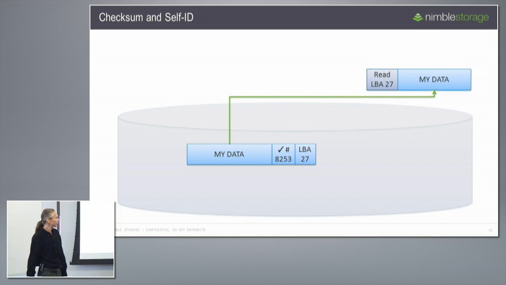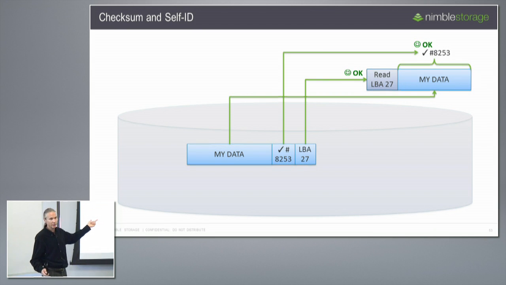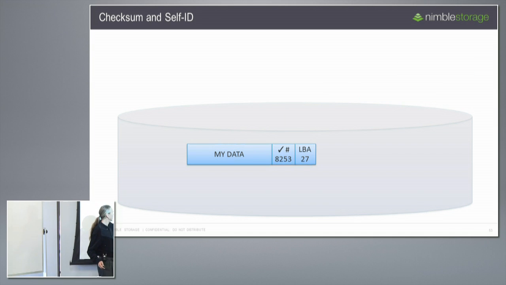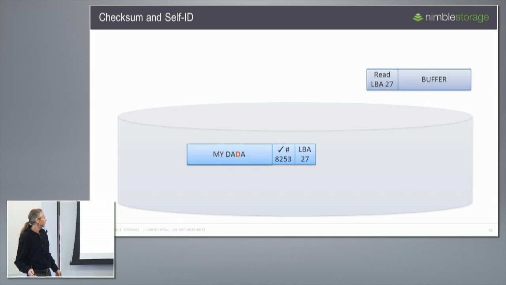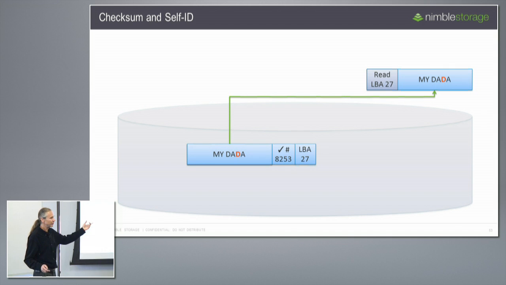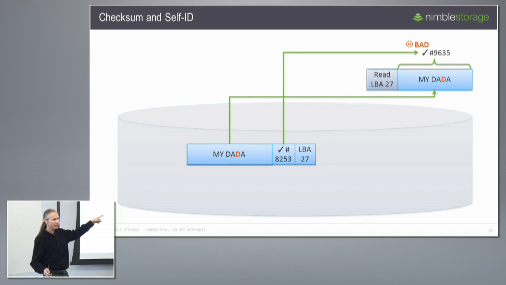Let's say a read operation comes. We read the data into the buffer. We compute the checksum and compare it with the checksum on disk. It matches. We compare the self-ID, it matches. So this is the good case. Now let's say this data becomes corrupted on the disk. This red letter shows corruption. It's a single bit. Then we read it, compute the checksum, and compare. It doesn't match. We reject that, and we perform the recovery steps that I mentioned.